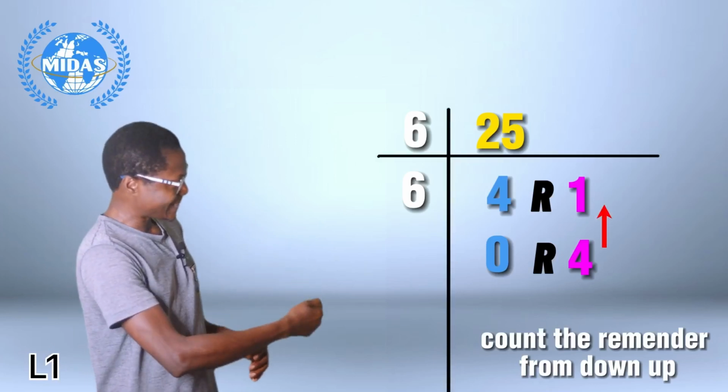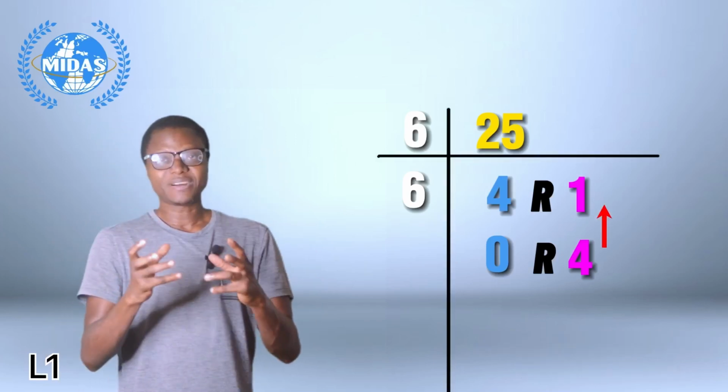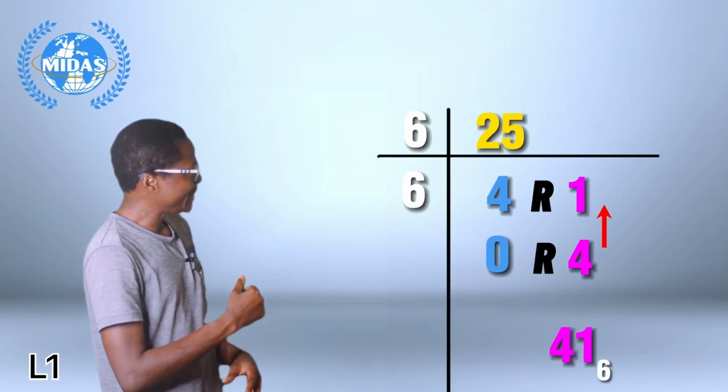Remember, you have to count it from the bottom upward. That's the way it is. So 25 base 10 is equal to 4, 1 base 6. Now let's say you have 31 base 10, and you have to convert it to a number in base 2.